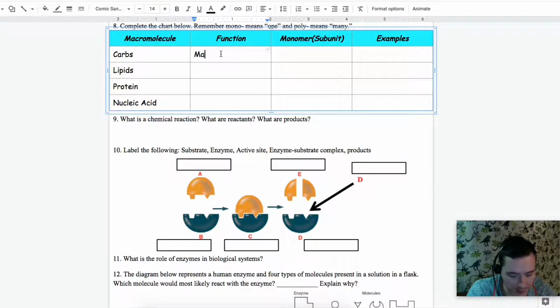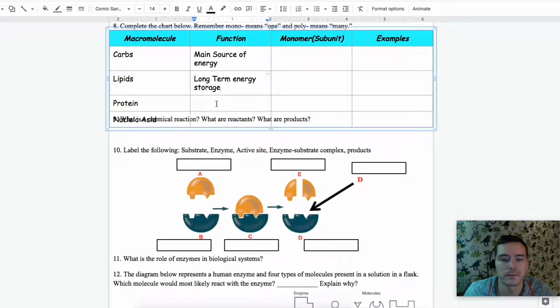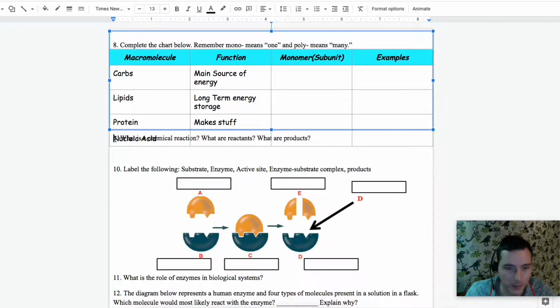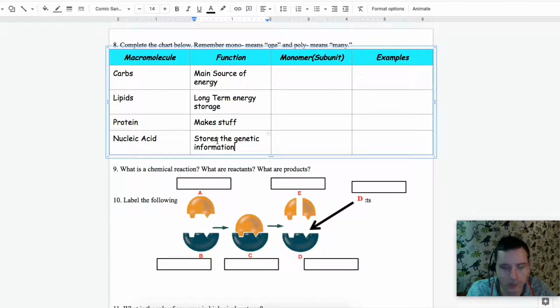The function of carbs is the main source of energy. Lipids is the long-term energy storage. Fat. Protein. Make stuff. And looks like we might have to move that down. Nucleic acid stores the genetic information. Stores genetic information.